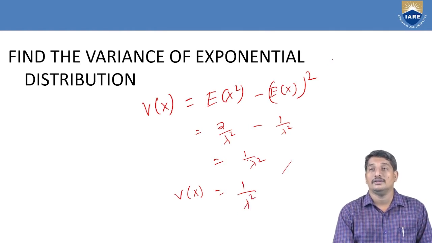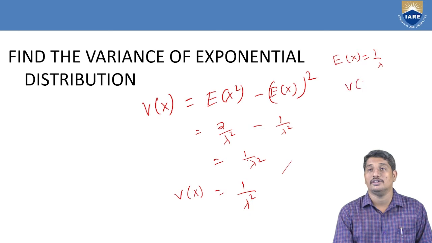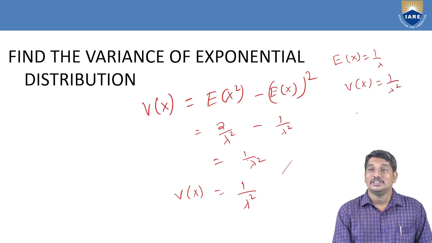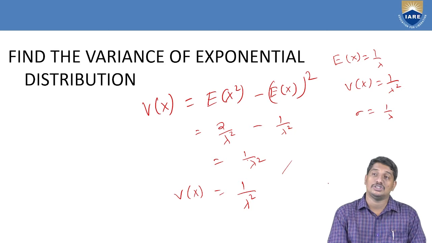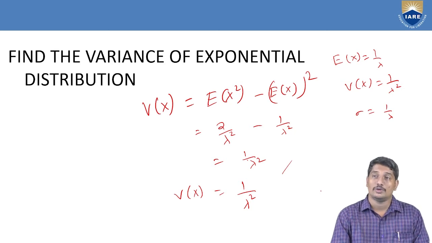So by combining the two results, we get expectation is 1 by lambda for exponential distribution, the variance is 1 by lambda square, and standard deviation is again 1 by lambda. That means both mean and standard deviation are equal for exponential distribution. Okay, that is what we arrived at.